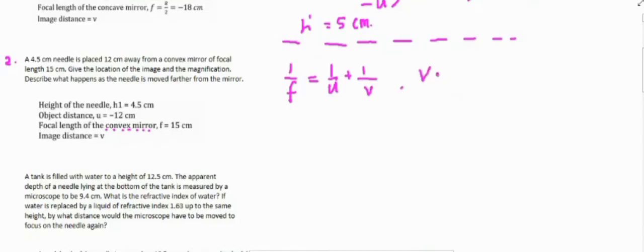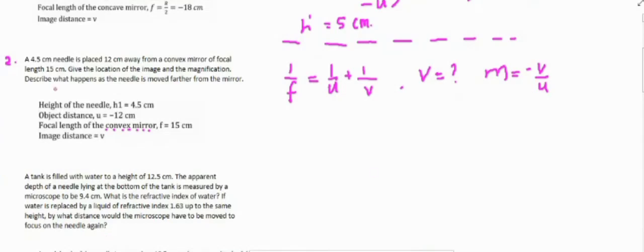Once you get the value of v, you have to find the value of m to describe the nature. You are asked to find magnification, with the formula m is equal to minus v by u. Find the value of magnification here. Since it is a convex mirror, you will get a positive magnification, and of course it is a diminished image.